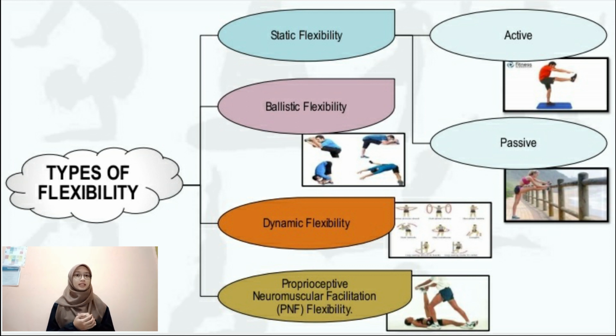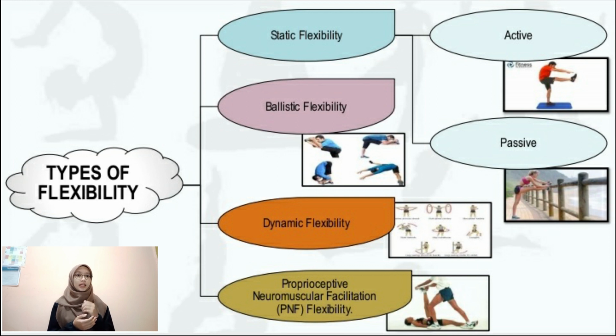Static active flexibility refers to the ability to stretch an antagonist muscle using only the tension in the agonist muscle. For example, holding one leg in front of you as high as possible. The hamstring is the antagonist which begins to stretch, while the quadriceps and hip flexor are the agonist holding the leg up.